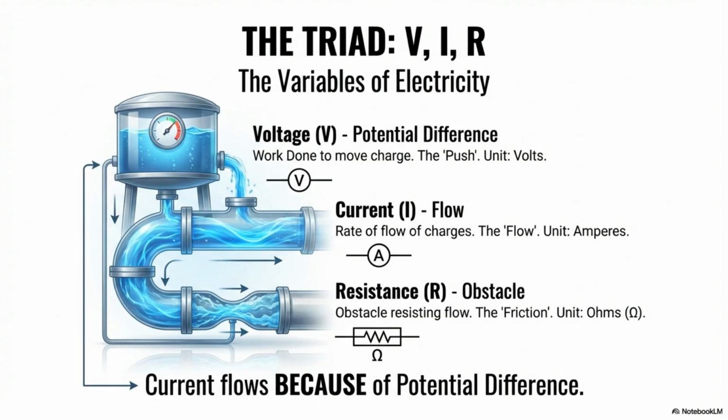The core variables of electricity are voltage, V, the push or potential difference, current I, the flow of charge, and resistance R, the obstacle or friction. Current flows because of a potential difference.